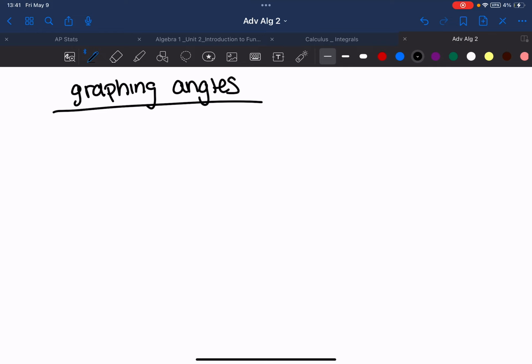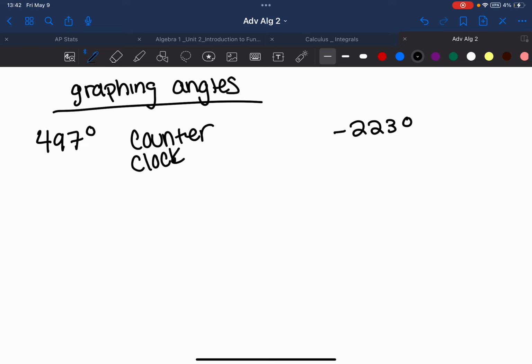So what I'm going to do is go to part A, the coterminal angle, and write down the answers that we got. Remember, we got 497 degrees, and then we got negative 223 degrees. Okay. 497 degrees is a positive degree. So when we graph this, we know that we're going to go counterclockwise. Negative 223 degrees is negative, so we know when we graph this, we're going to go clockwise.